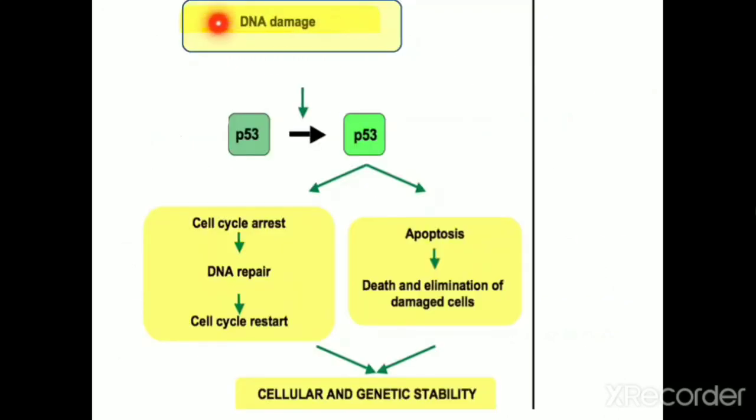So whenever there is a DNA damage, these p53 proteins are activated. So what is the role of p53 protein? They temporarily inhibit the cell cycle, and they promote the DNA repair mechanism. Once all these damages are repaired, then the cell proceeds with the cell cycle. And if there is a severe DNA damage, then this p53 protein promotes apoptosis, that is, programmed cell death. So p53 protein plays an important role in maintaining genetic stability.